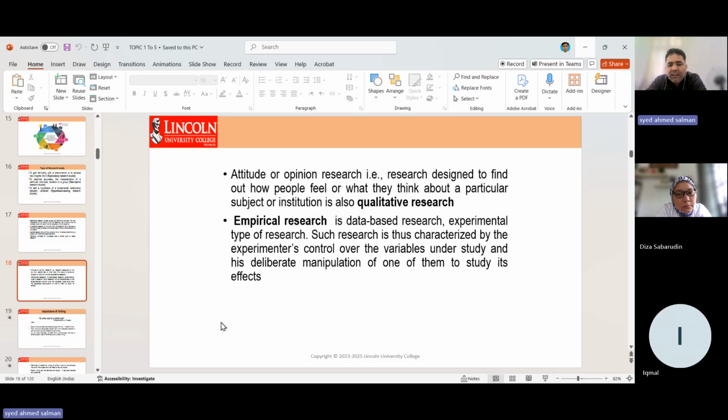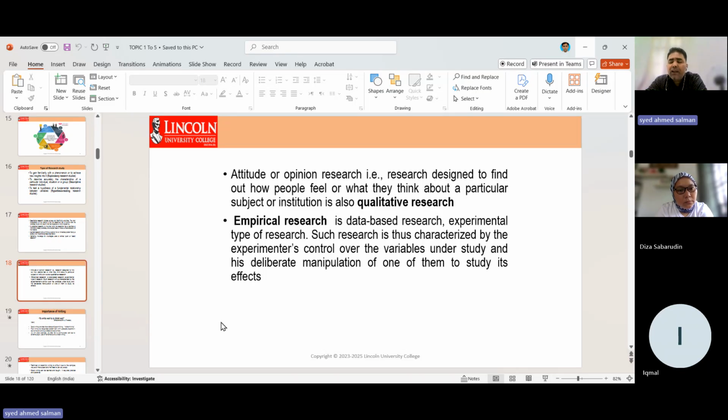Okay. Then you will have empirical research, database research, the experimental type of research. Such research is characterized by experimental control over the variables under study and deliberate manipulation of one of them to study its effects. In empirical research, you are going to see the effect of one variable on the other variable. In the hypothesis, you were seeing only the relationship. However, in empirical research, you are going to see the effect of one variable on the other.